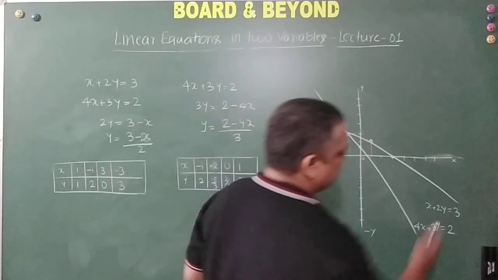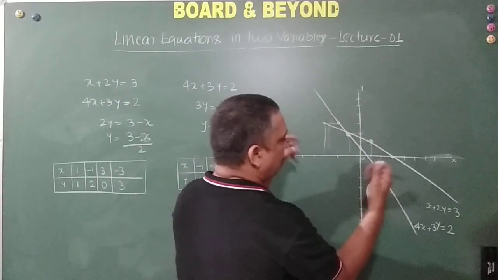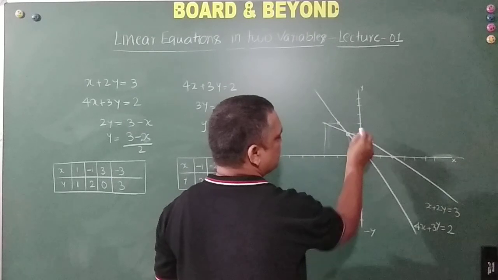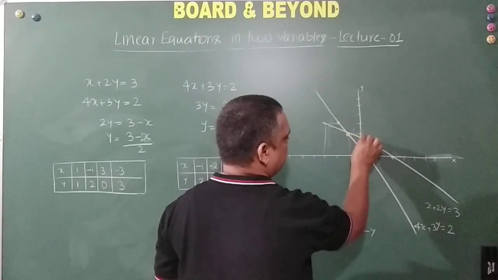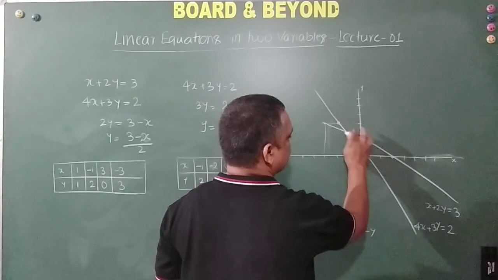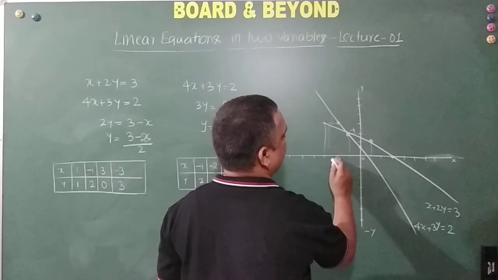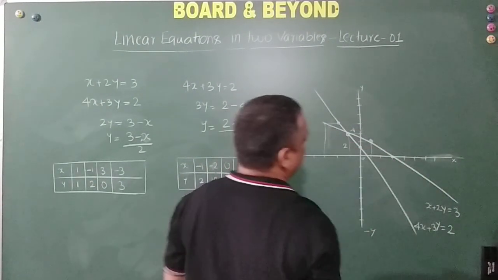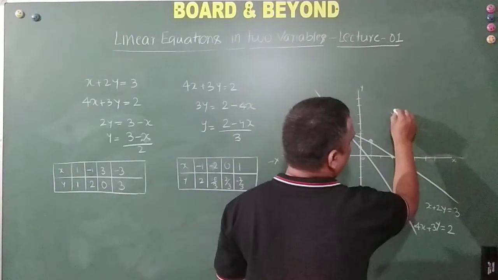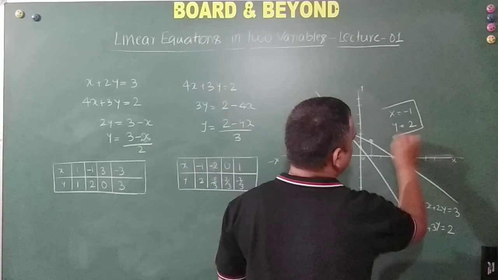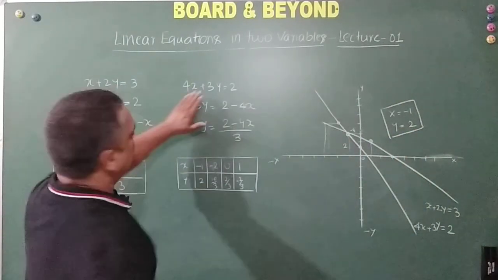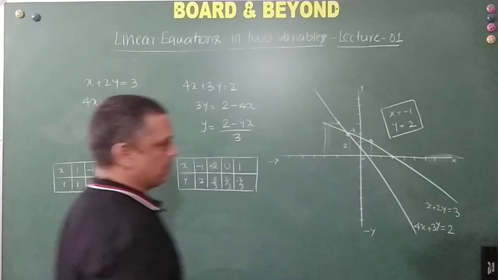Now we see that this line and this line are crossing each other, right? X is equal to how much? X is this coordinate, x is minus 1, y is equal to 2, right? So we conclude that x is equal to minus 1 and y is equal to 2 is the solution for these two simultaneous linear equations.